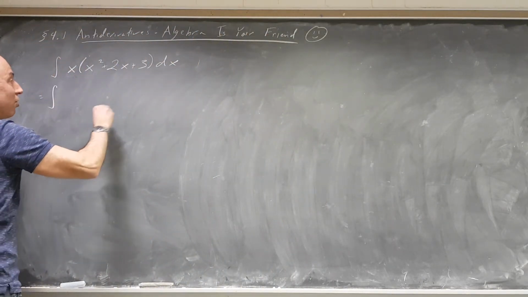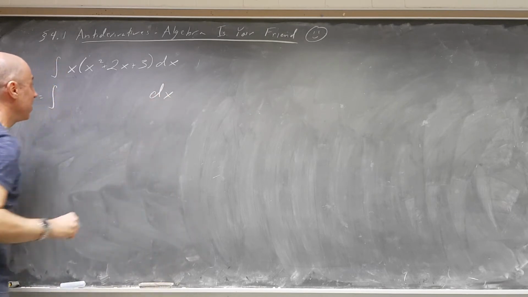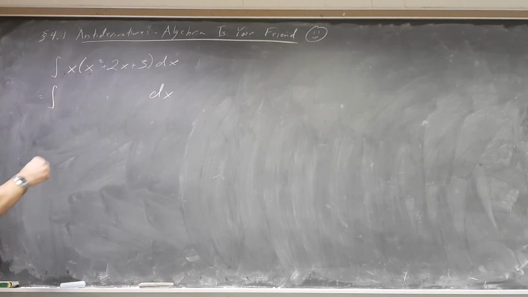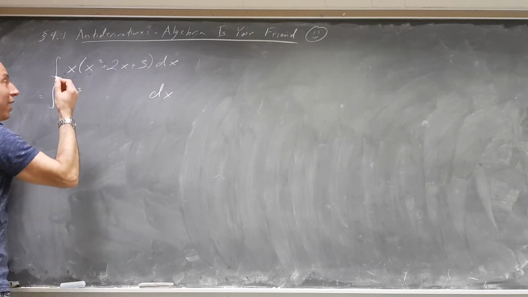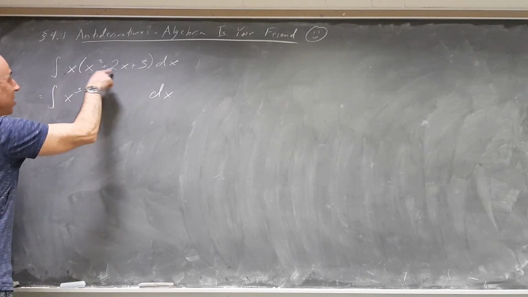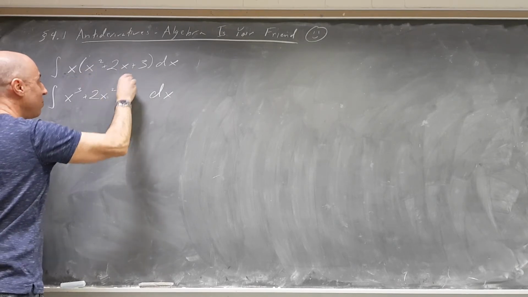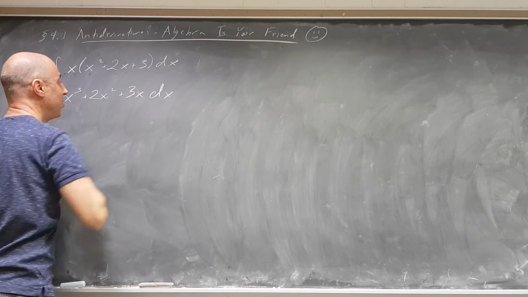So I'm going to leave the integral sign there. I'm going to leave the dx in there. And let's just go through and multiply. X times x squared is x cubed. I am not doing any calculus here. X times 2x is 2x squared. And x times 3 is 3x.